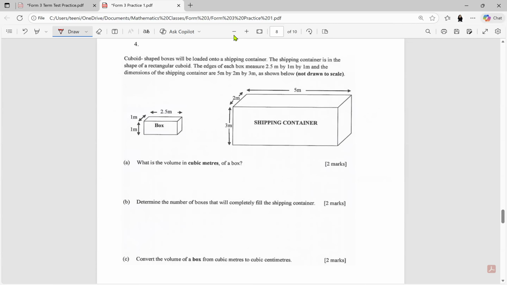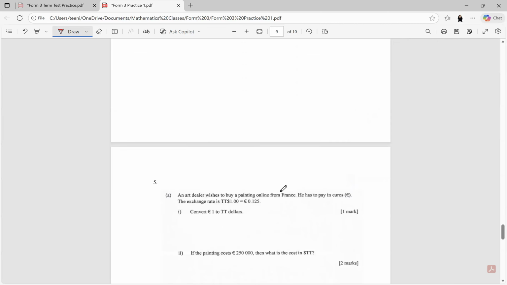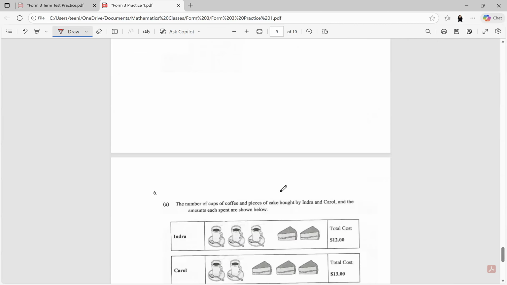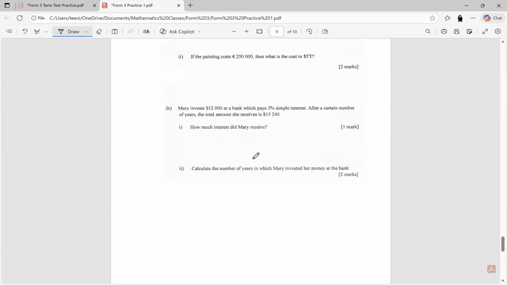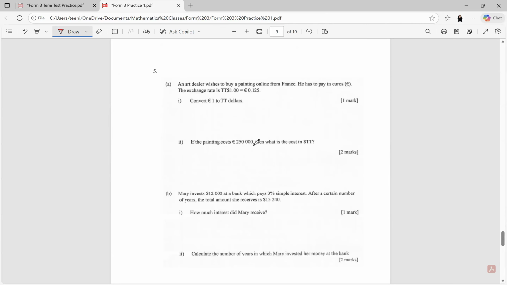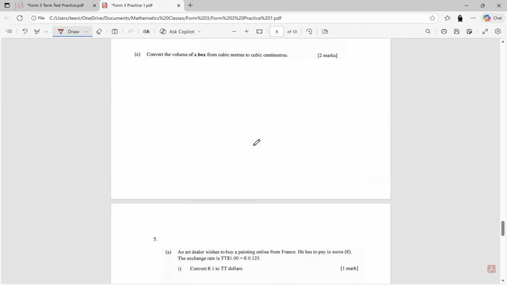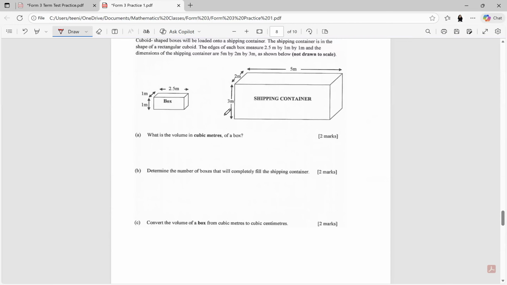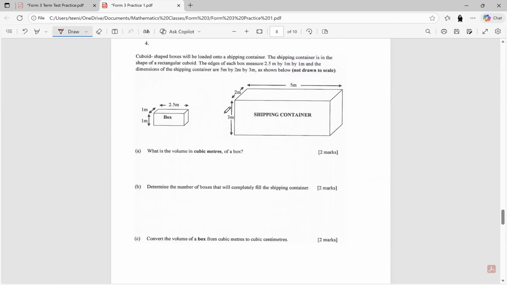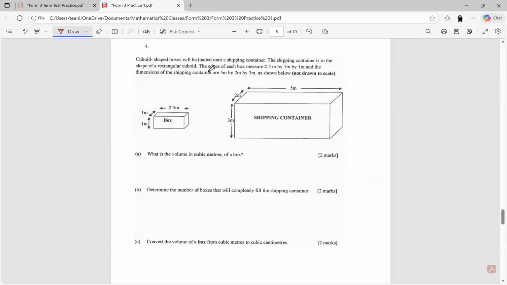Just gonna do this last one, guys, and that would be it. There were only a few more questions. One is on simultaneous equations and simple interest, but don't worry about it. We'll do that another time. I could just tell that everybody is so tired at this point. So let's just do one last question, question 4, and that would be it for today.